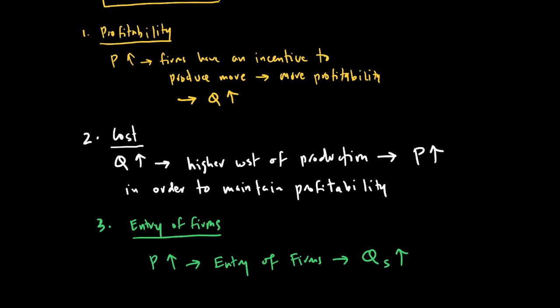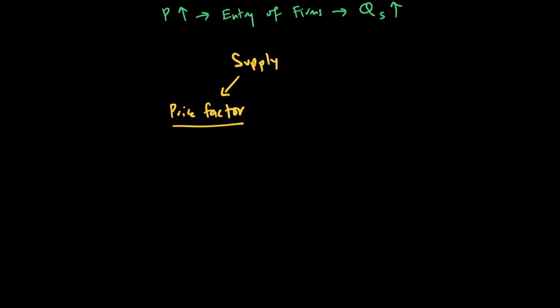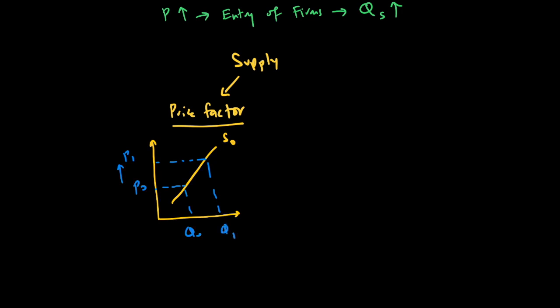Let's talk about the other determinants of supply. So far we've been discussing what we call the price factor. We know this, that when you look at supply, the price factor would be causing a movement along the supply curve. So this is my supply curve S0, and if I'm changing price, this is basically causing, for example, a change in quantity supplied.